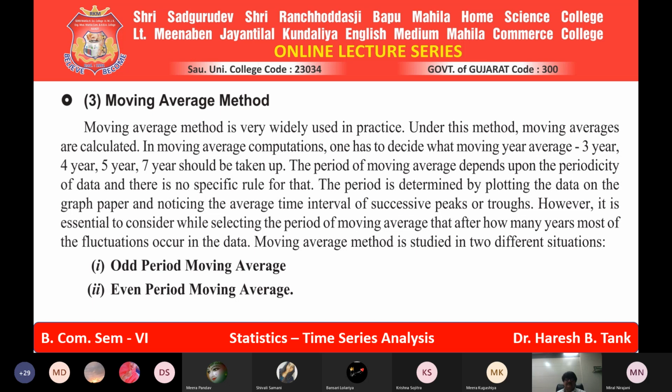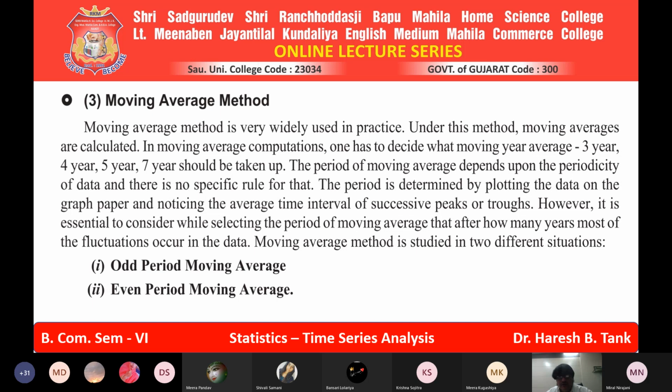In your syllabus, these are the four different types of moving averages we are likely to calculate. It can be 3-yearly, 4-yearly, 5-yearly, or 7-yearly. Just try to focus on the number of years given to you: 3, 4, 5, or 7. Look, 3, 4, 5, 7 are not the number of data sets as it was in the semi-average method. This is a 3-yearly moving average, 4-yearly, 5-yearly, and 7-yearly moving average. This is what we are likely to calculate.